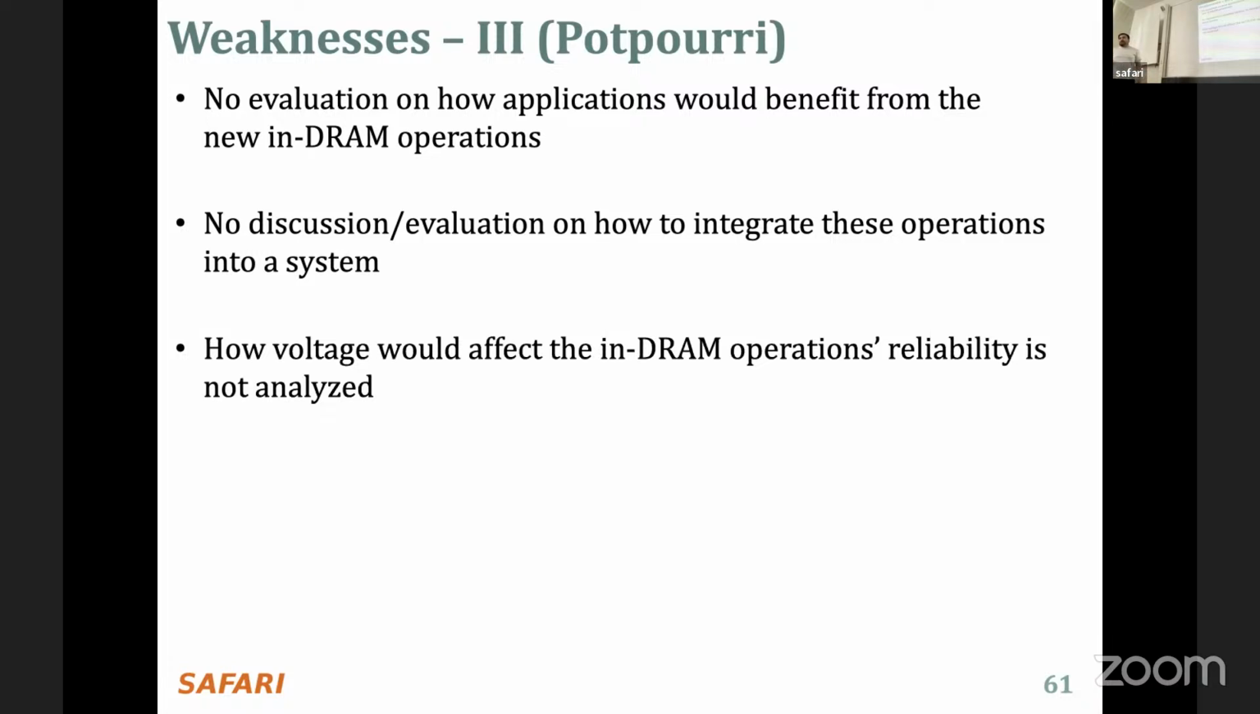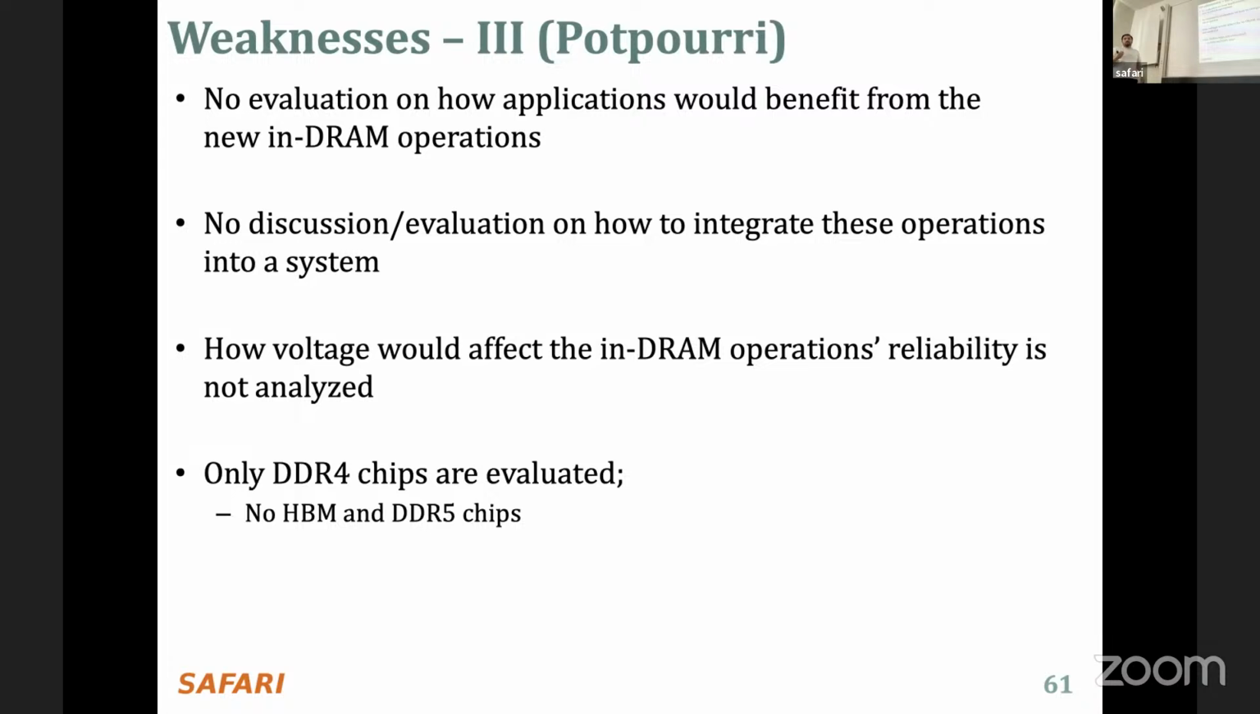And another characterization point is how voltage, increasing or decreasing, would affect the in-DRAM operations' reliability. We don't know. For example, if we decrease the wordline voltage, maybe you watched the earlier talk where he showed that when you decrease the VPP, you decrease the RowHammer vulnerability. How will this affect in-DRAM operations' reliability? We don't know. So this is another weakness. And only DDR4 chips are tested. There is no HBM, which is a 3D DRAM, tested. This is partly because there is no open source DDR5 testing infrastructure and HBM infrastructure yet.